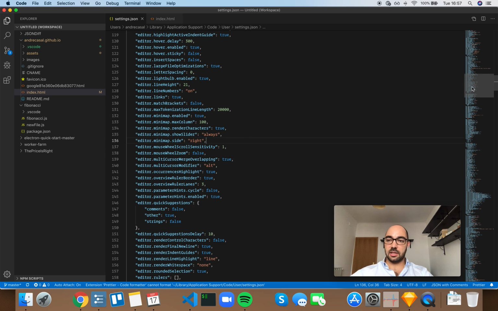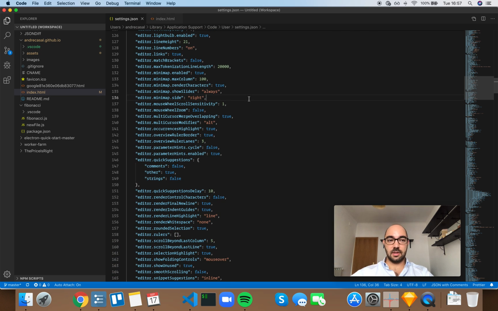So because of that, and just because most editors have the minimap on the right, and everyone's kind of used to it, I'm gonna leave it on the right as well.